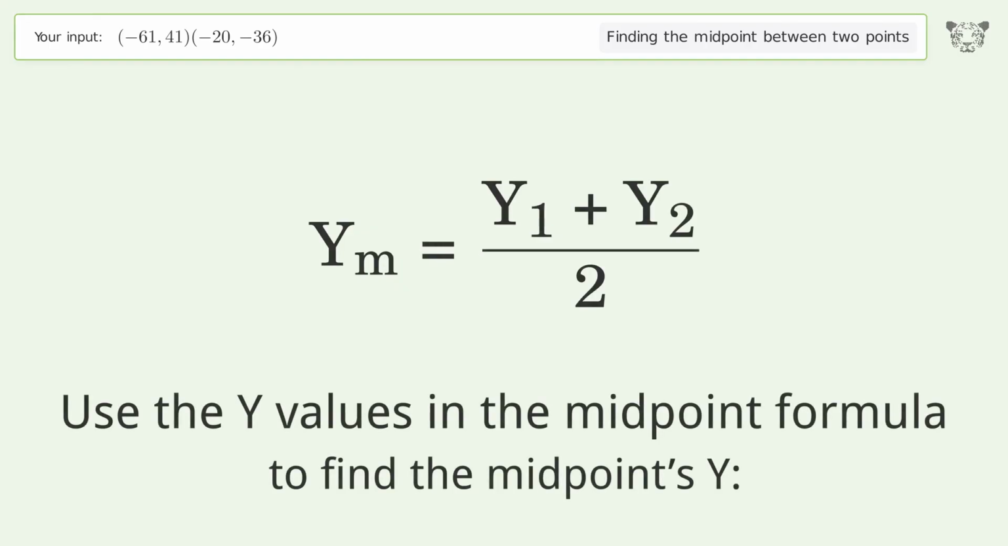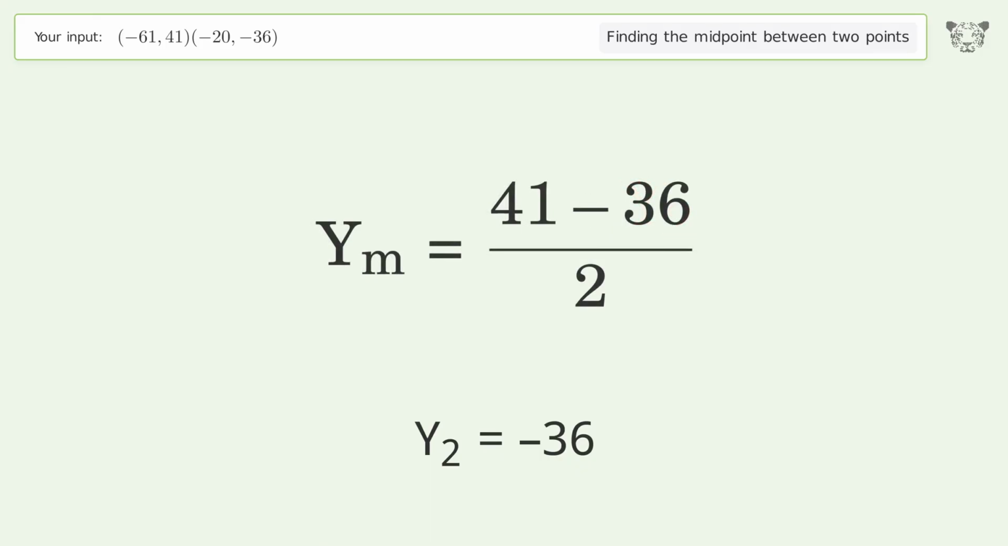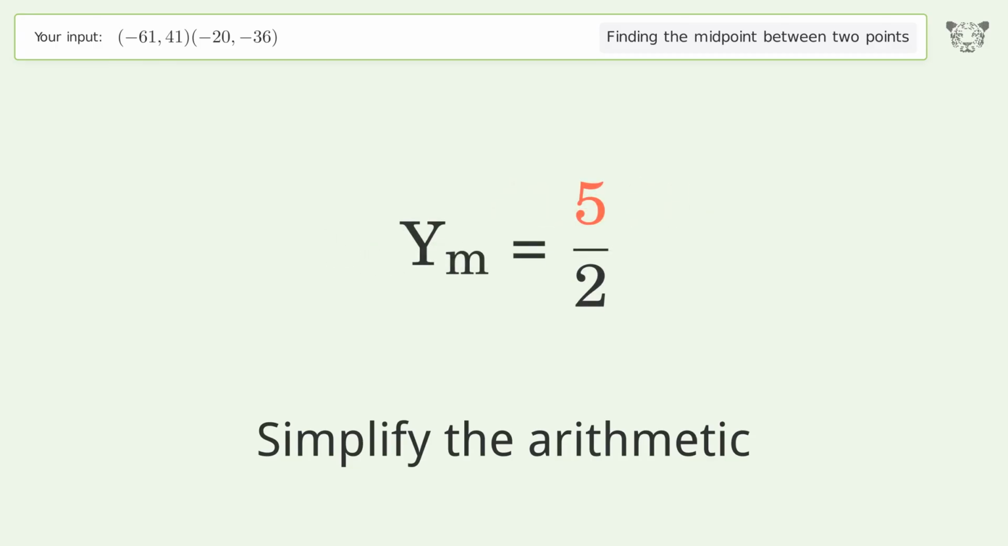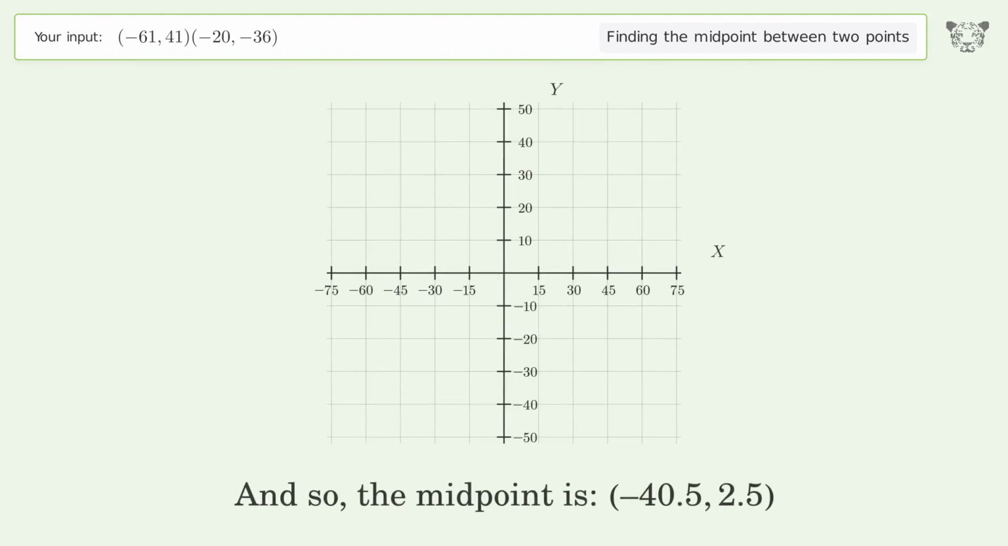Use the y values in the midpoint formula to find the midpoint's y. y1 equals 41. y2 equals negative 36. Simplify the arithmetic. And so, the midpoint is negative 40.5, 2.5.